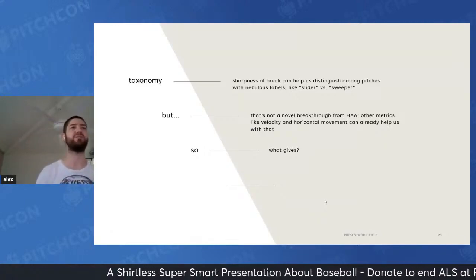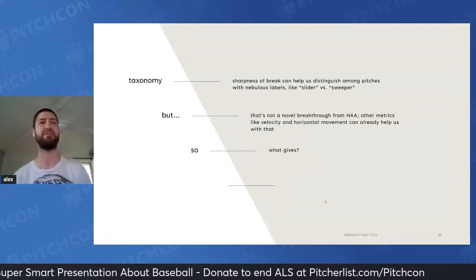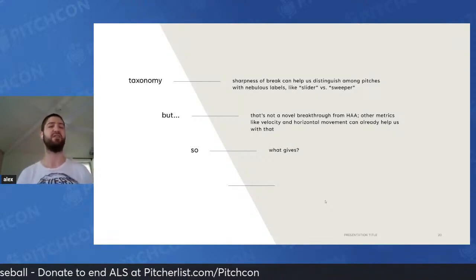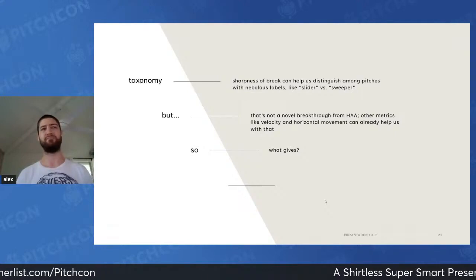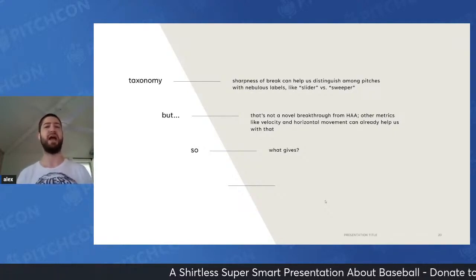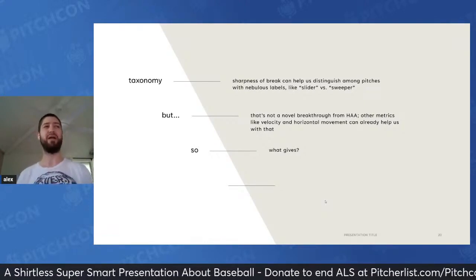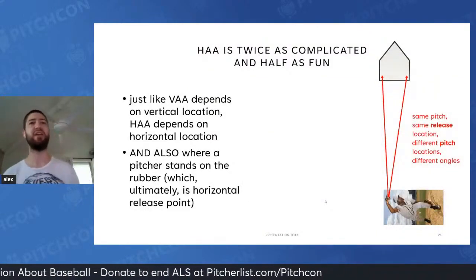Finding sharpness of break is not a novel breakthrough from HAA. There's other metrics like velocity and horizontal movement that help us with that. So HAA is not necessarily adding a lot of extra information in that regard. In terms of pitch analysis, I haven't found it to be particularly useful, frankly, but it can still be useful. It's twice as complicated and half as fun.